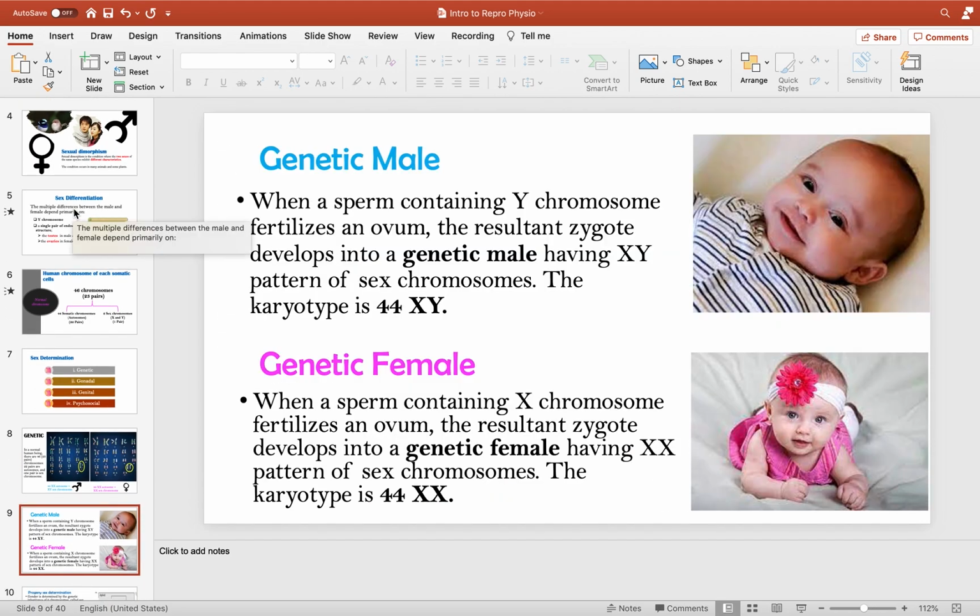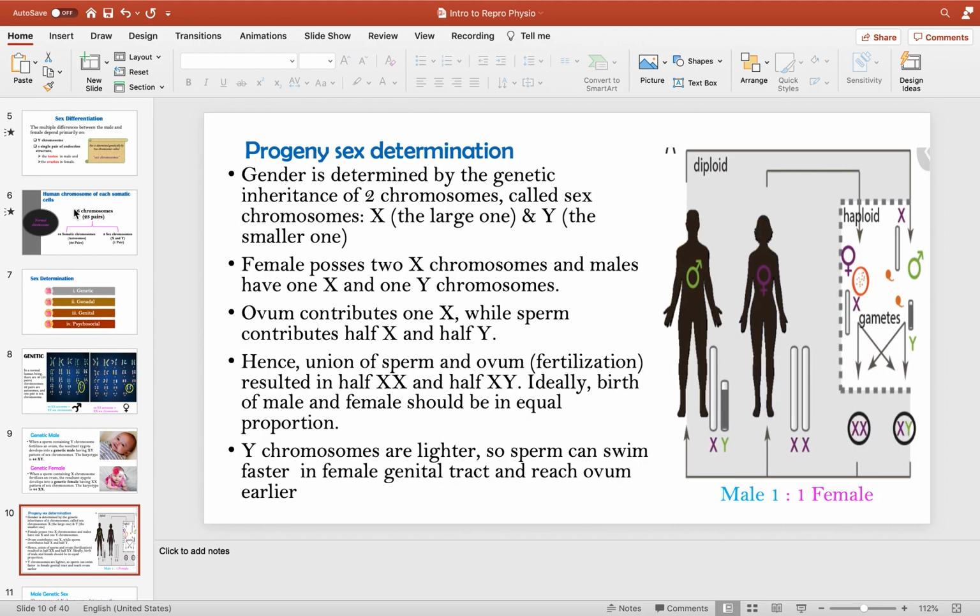And for the male, when a sperm containing a Y chromosome fertilizes an ovum, the resultant zygote develops into a genetic male having an XY pattern of sex chromosomes. So the karyotype is 44XY. And for a genetic female, when a sperm containing an X chromosome fertilizes an ovum, the resultant zygote develops into a genetic female having an XX pattern of sex chromosomes. So the karyotype is 44XX.